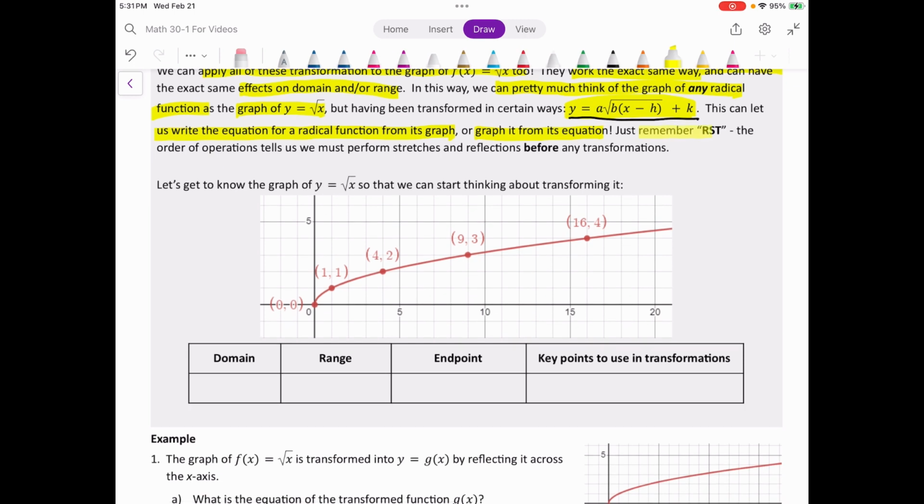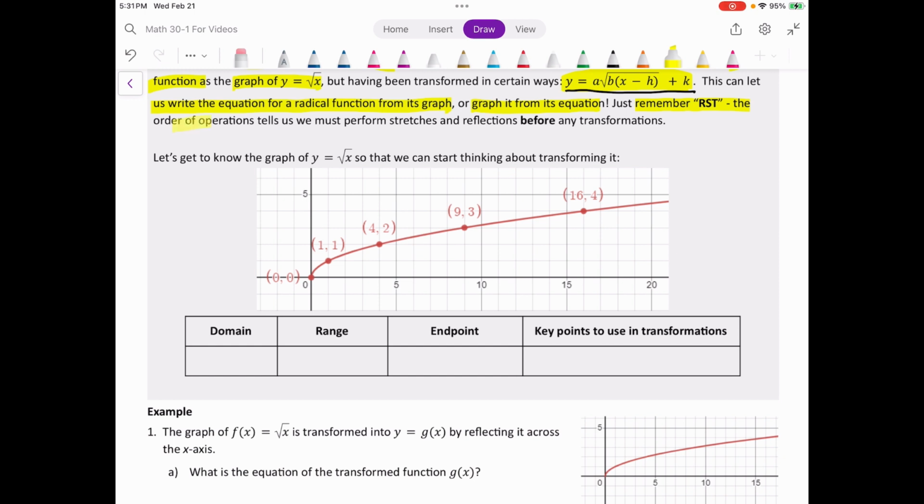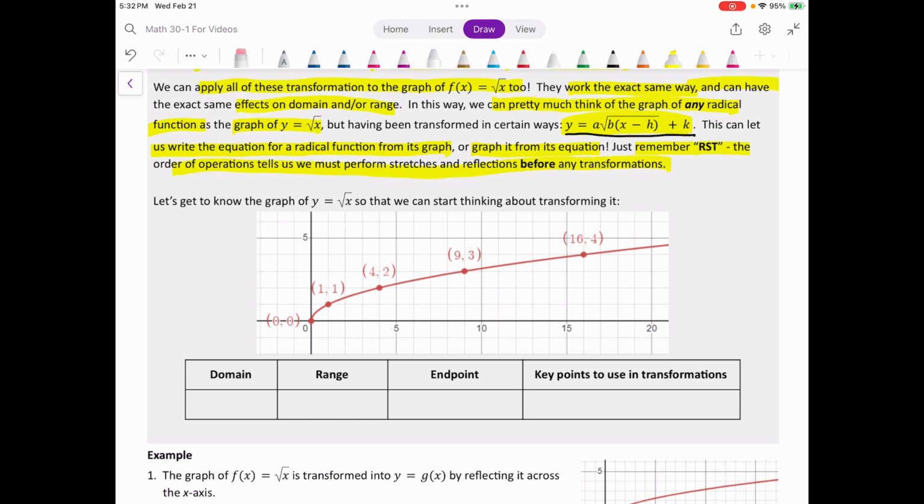Just don't forget RST, right? Reflections and stretches have to happen before translations because reflections and stretches involve multiplication. We're multiplying every y or every x by something. Translations involve addition or subtraction. And the order of operations dictates BEDMAS, right? Multiplications must come before additions or subtractions. So RST. So order of operations tells us we need to do stretches and reflections before we do any transformations. That shouldn't say transformations. That should say translations. Whoopsies. Translations. There we go.